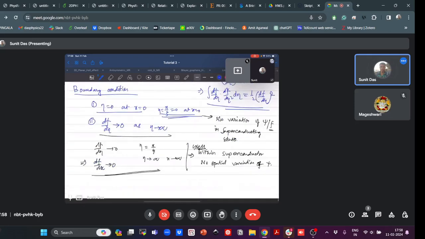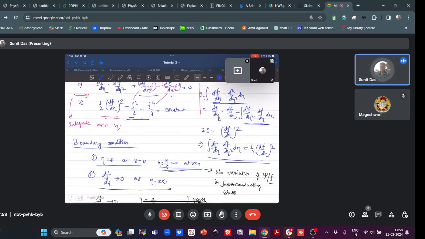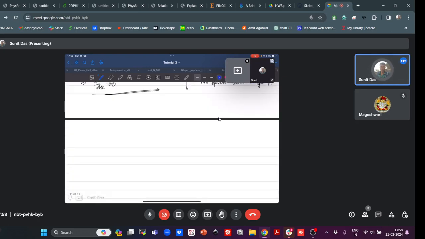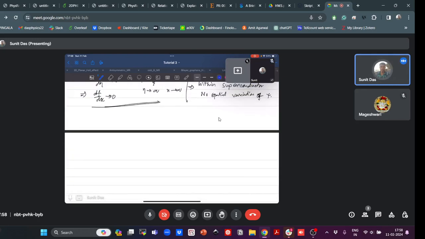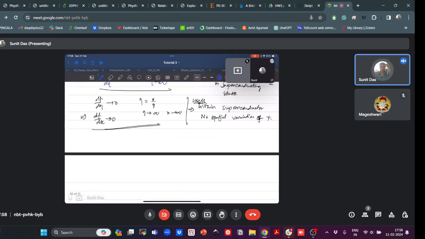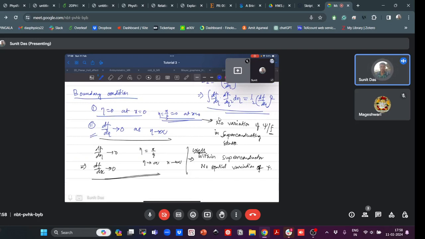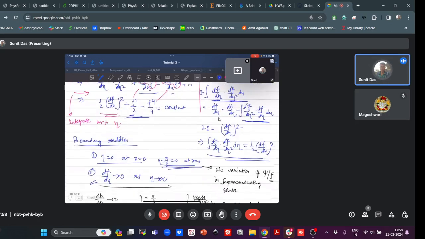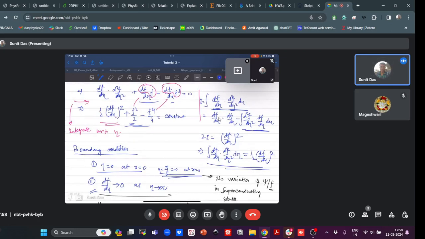So this equation cannot be solved exactly. That's why we are taking different asymptotic limits. So if we use this boundary condition, that df d eta equal to 0 at eta tending to infinity, then we'll have a constant.